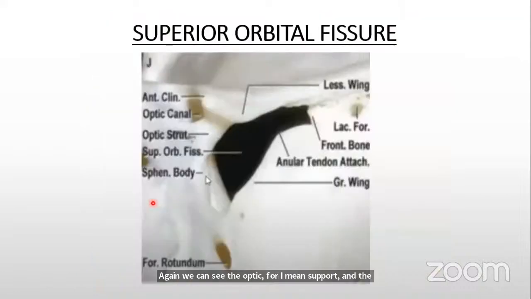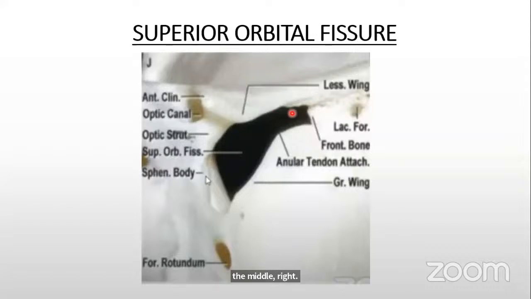Now, this important structure, the superior orbital fissure, is a very busy area that involves several structures entering into the orbit and leaving the orbit. This is basically the posterior view. We are looking at the superior orbital fissure from posterior, that is, we are basically right now in the middle cranial fossa, right? So this is the superior orbital fissure.